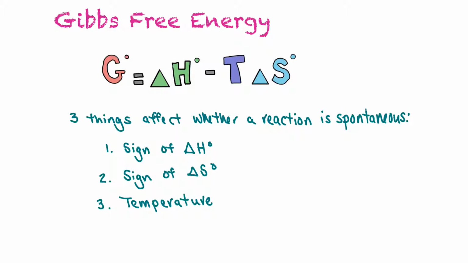So three things will affect whether a reaction is spontaneous: the sign of delta H, whether it's negative or positive, whether it's exothermic or endothermic; the sign of delta S, whether it's an increase of entropy or a decrease of entropy; and then finally the temperature.